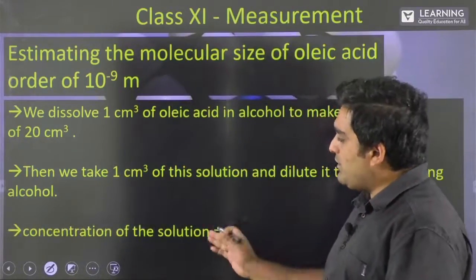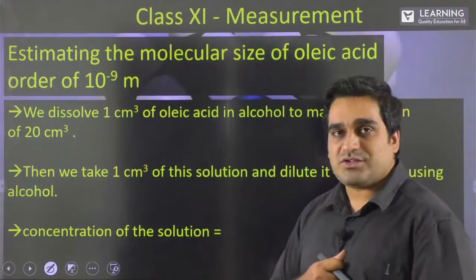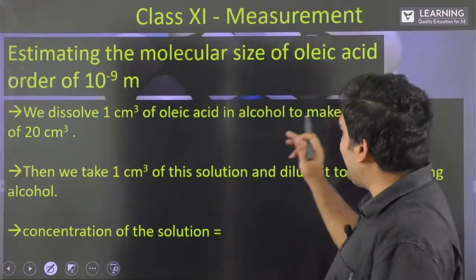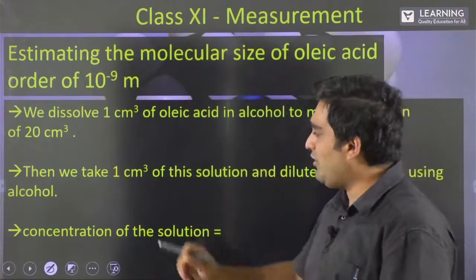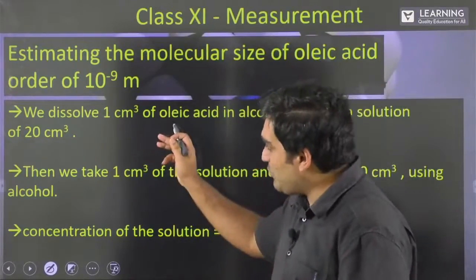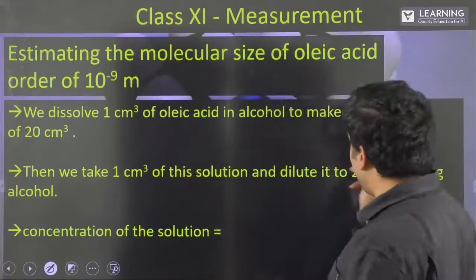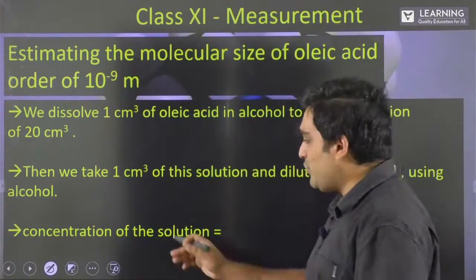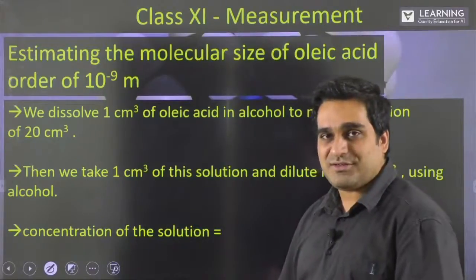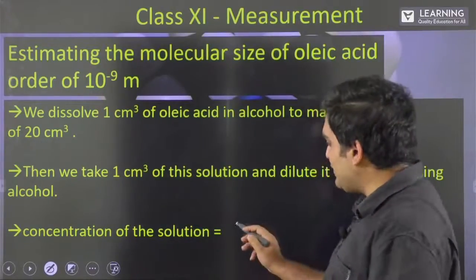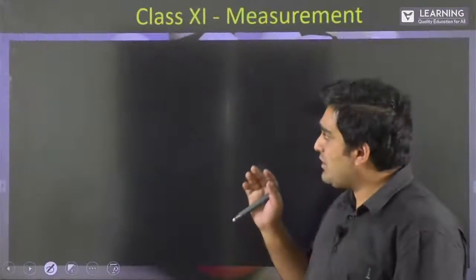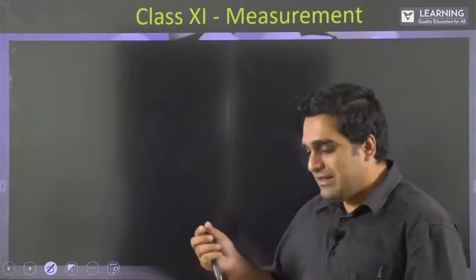So what would be the concentration of this solution? 1 cm cube of oleic acid in 20 cm cube of alcohol. Take that 1 cm cube of mixture and dilute it in 20 cm cube of alcohol. So what will be the concentration? Well, the concentration is very simple, the amount of oleic acid.